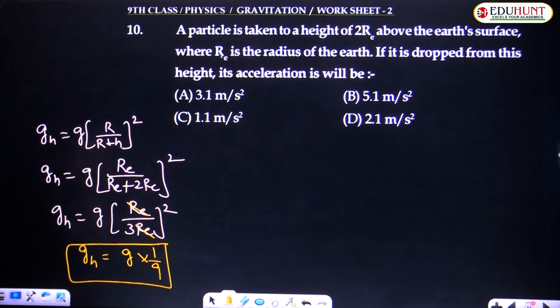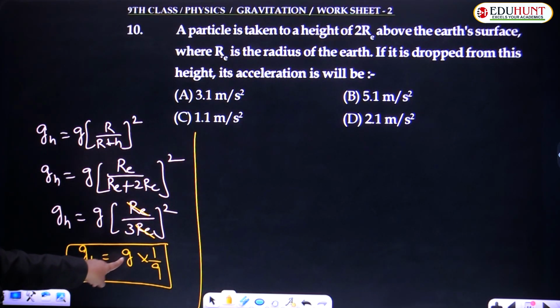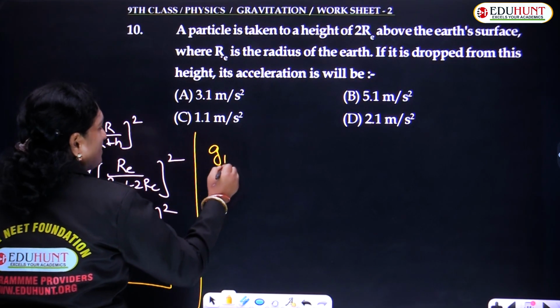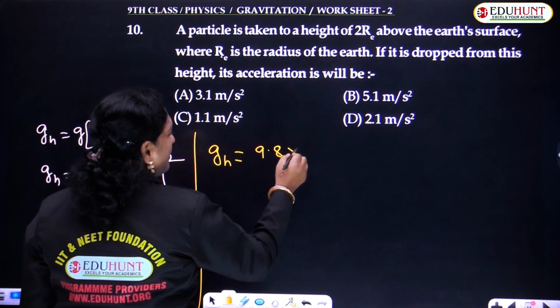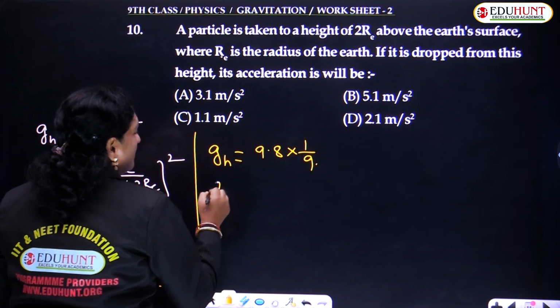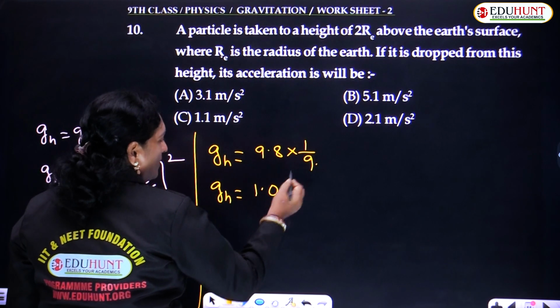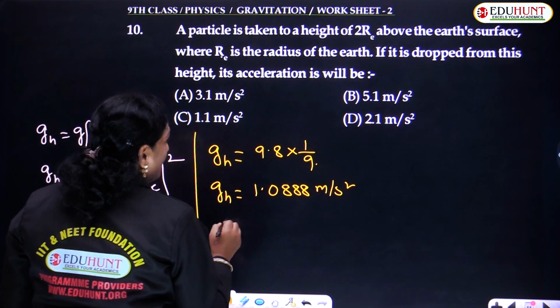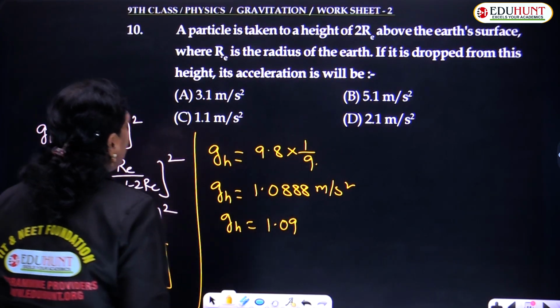So what is the acceleration due to gravity at this height? It is equal to the original acceleration due to gravity on the surface of the earth times 1 by 9. Substituting the value of g on the surface of the earth as 9.8 multiplied by 1 by 9, you get this as 1.0. You already saw this in the previous problem. Approximately you can take it as 1.09.